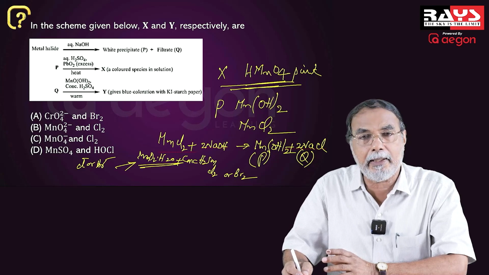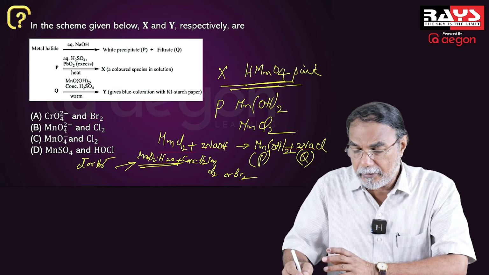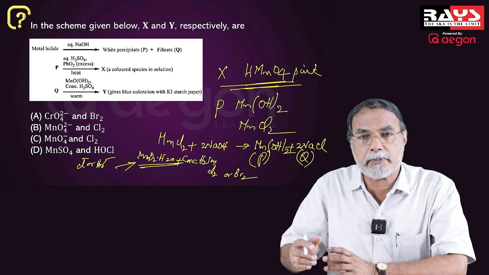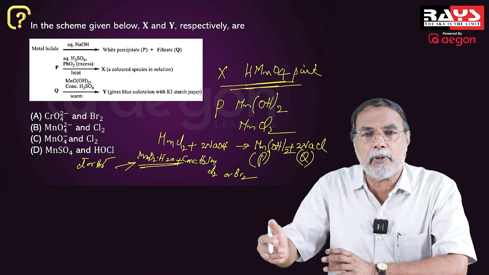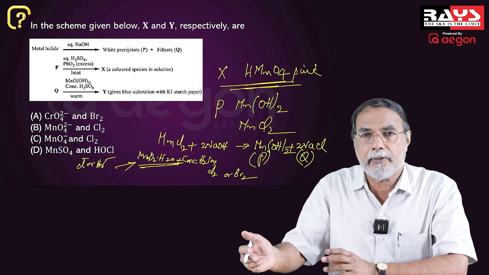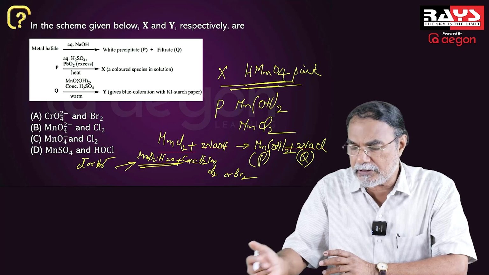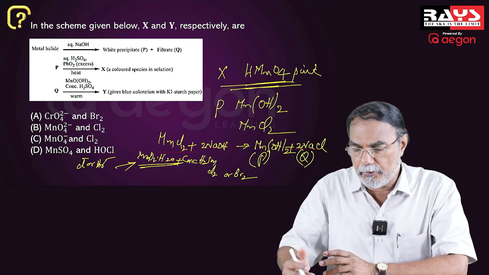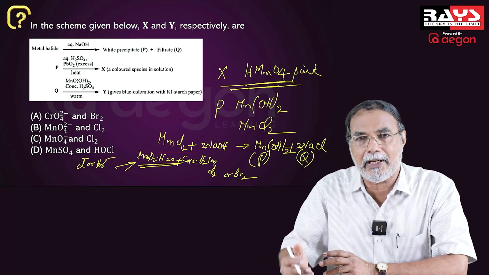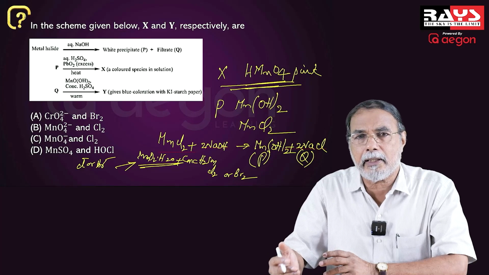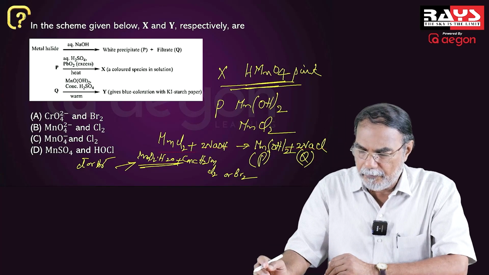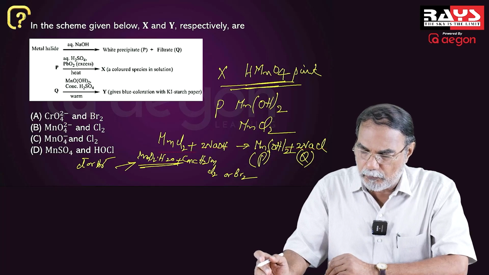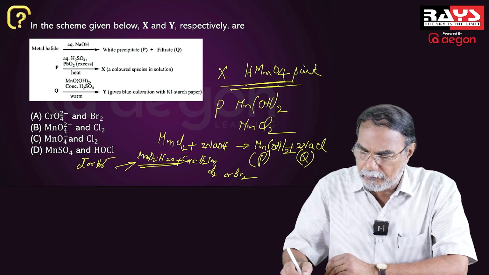Now what is the chemistry behind it? The chlorine oxidizes potassium iodide to iodine, and iodine forms a blue complex with starch. Therefore it turns the starch paper blue. It's also the case with bromine. Bromine oxidizes iodide to iodine, and iodine forms a blue complex with starch. So Y is chlorine or bromine.